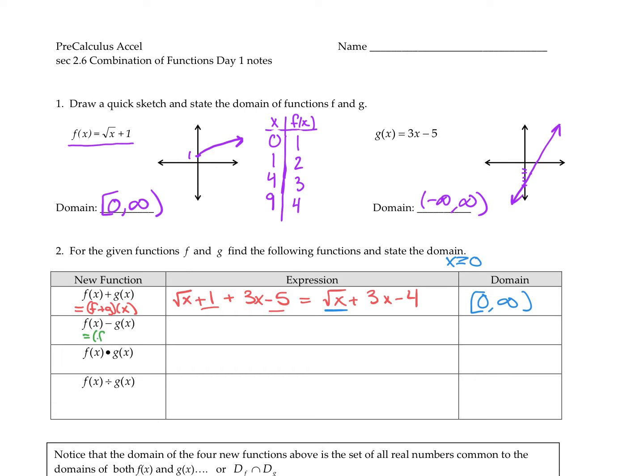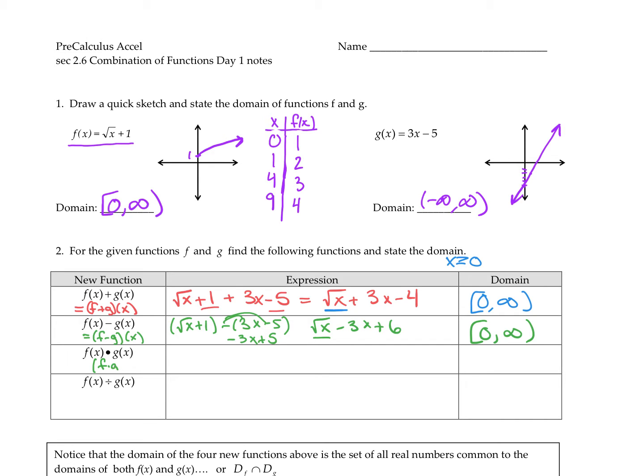The second one, if I'm subtracting functions, it could also be written as f minus g of x. So I would do square root of x plus 1 minus 3x minus 5. Notice in this case I use parentheses because I want to make sure I'm subtracting both, because I'll end up getting -3x plus 5. So I'll have square root of x minus 3x plus 6. Similarly, the only restriction I have is the square root of x. So my domain would have to be x greater than or equal to 0.